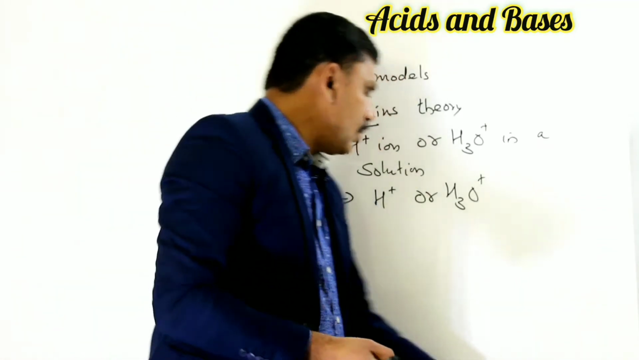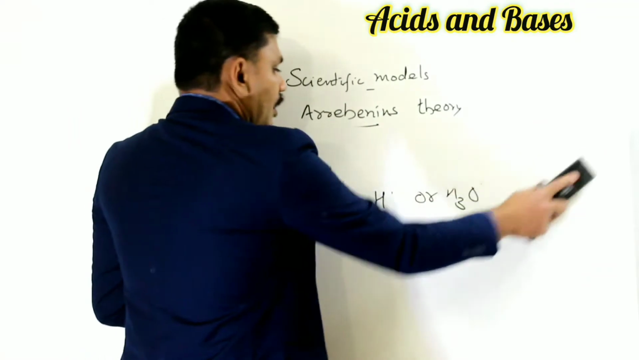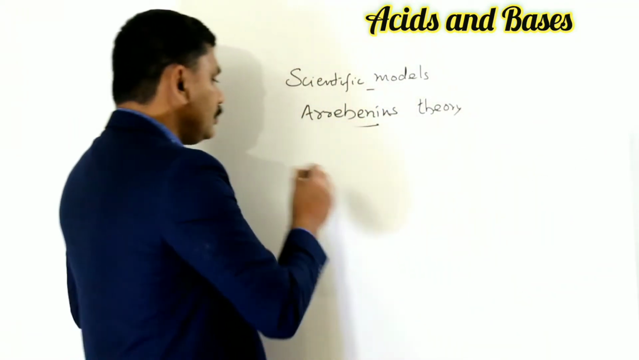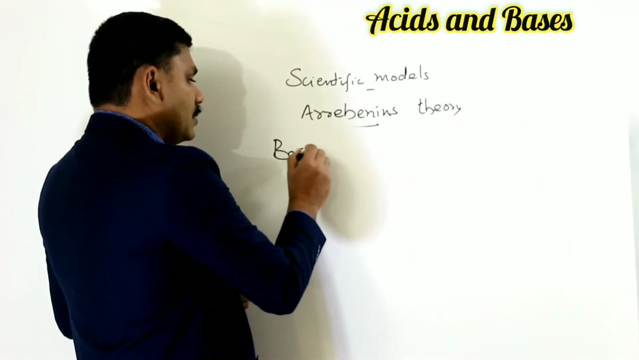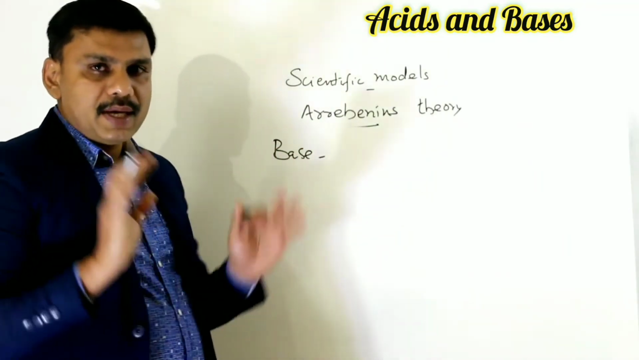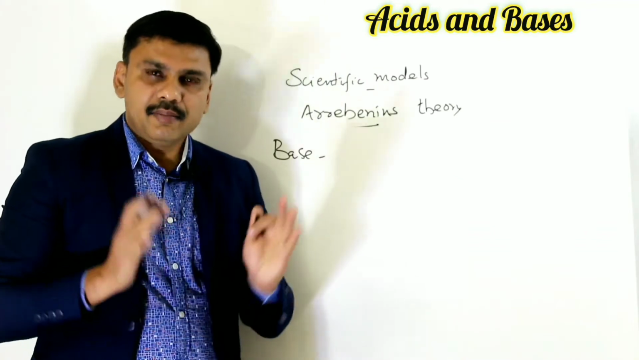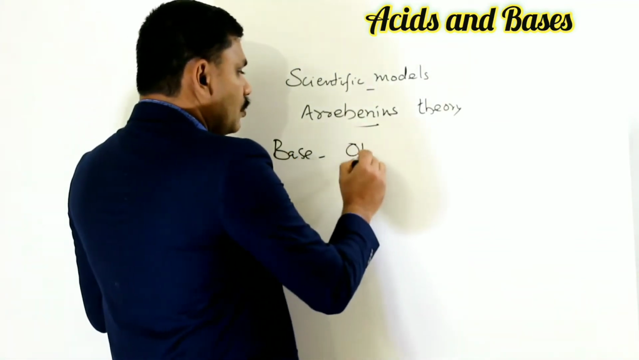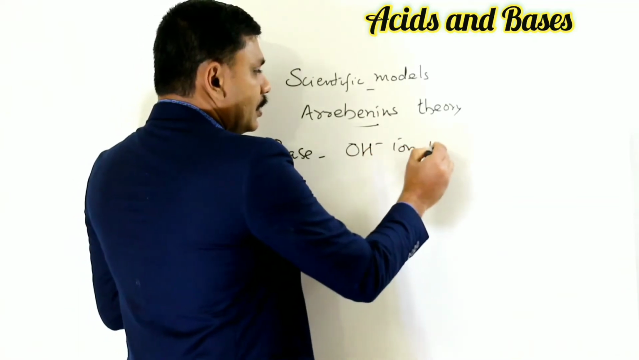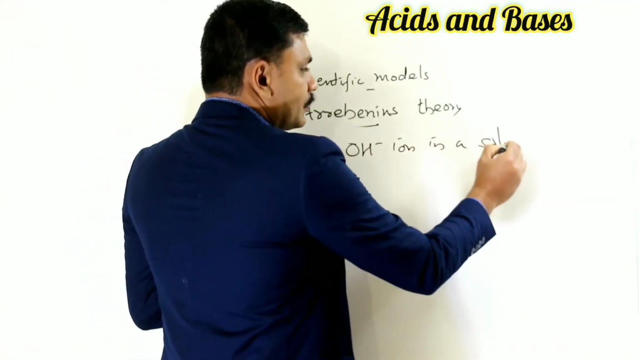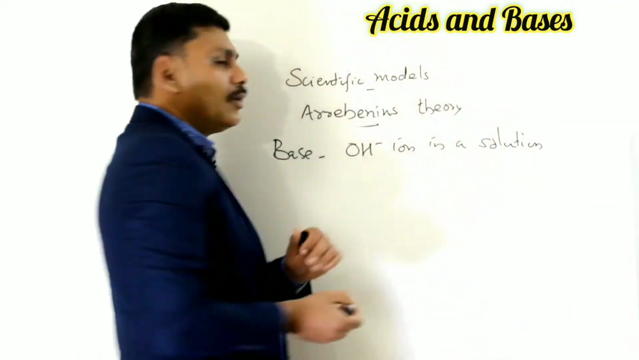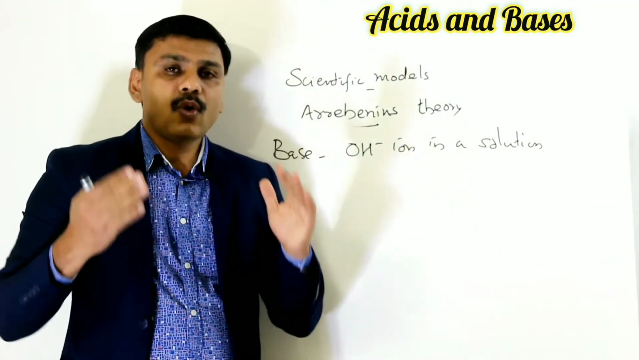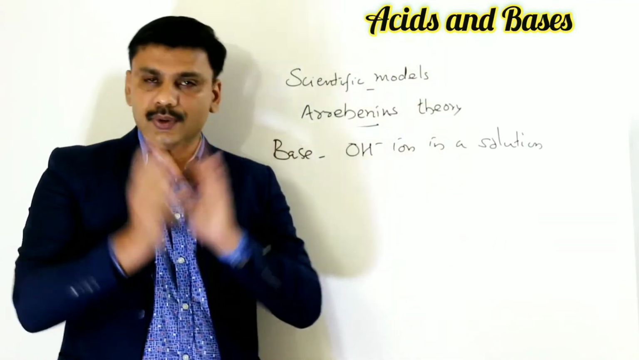Then, according to Arrhenius theory, what is a base? A base is a substance which can produce OH minus ion in an aqueous solution.